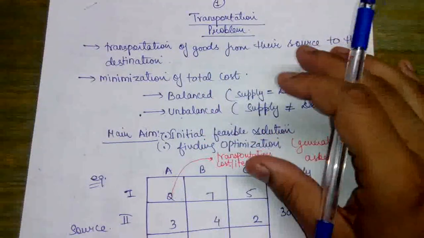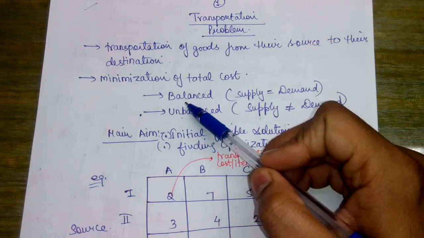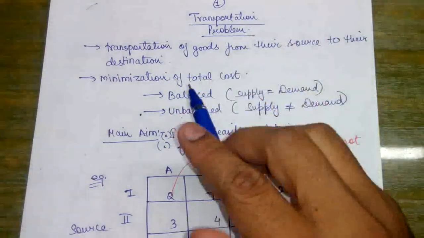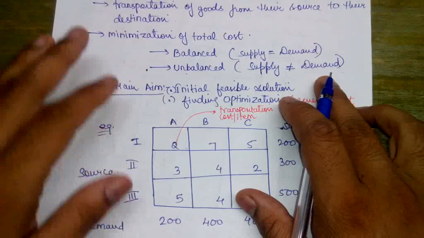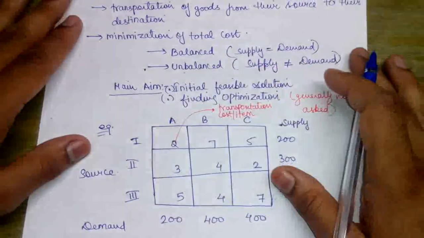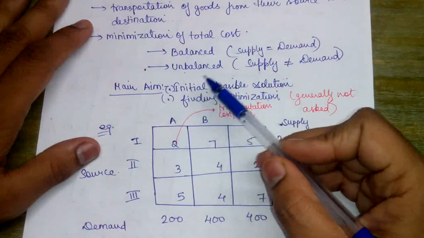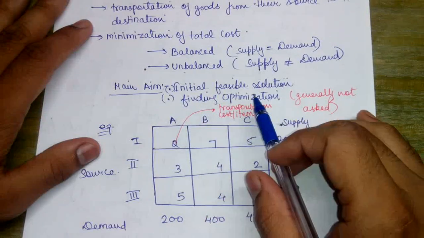Okay, so two types of problems will be faced here. We will generally encounter balanced problems, that is, when the supply is equal to the demand, then the problem is said to be balanced, and when the supply is not equal to the demand, then it is called an unbalanced problem. Now the main aims are two: we have to obtain the initial feasible solution, and the next is optimization.